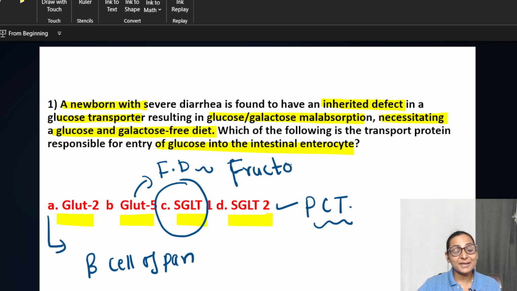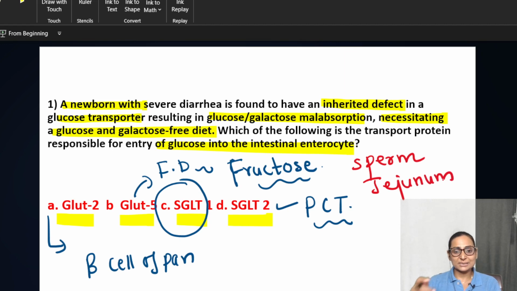This is again a very important MCQ. For fructose, and where do you get it? You get it in the sperm and in the jejunum. Remember, glucose is the chief carb form for reabsorption, right?